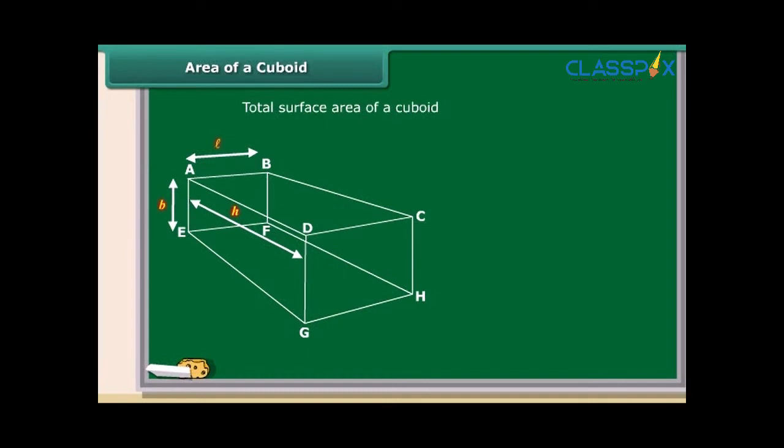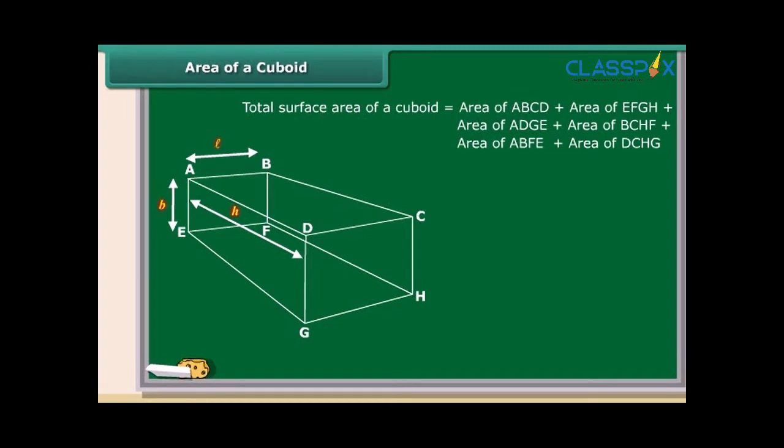Then the total surface area of the cuboid is equal to the sum of the areas of 6 faces ABCD, EFGH, ADGE, BCHF, ABFE, and DCHG, which is LH plus LH plus BH plus BH plus LB plus LB. Therefore, the total surface area of a cuboid is equal to 2 into (LB plus BH plus HL).